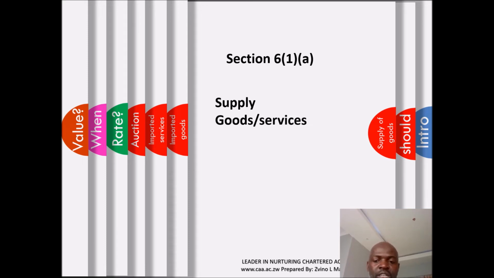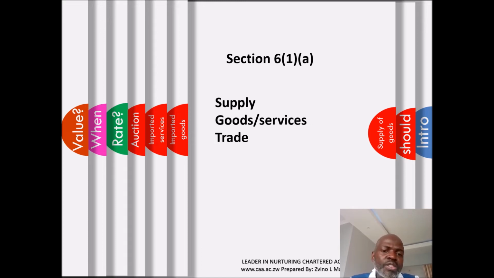Once you understand what goods or services are, whenever you are given a challenge or a problem to tackle, you'd need to be able to classify what was supplied, whether goods or services, because this will also have a bearing on the VAT that you want to charge. And this supply of goods or services must be done in furtherance of trade.